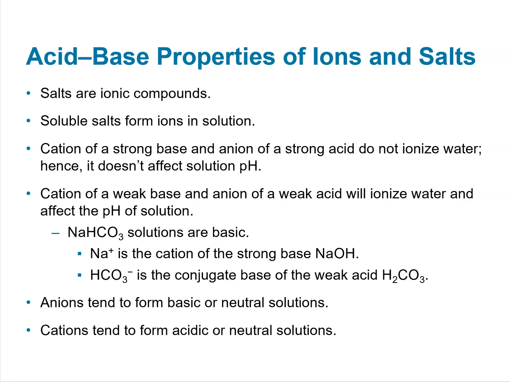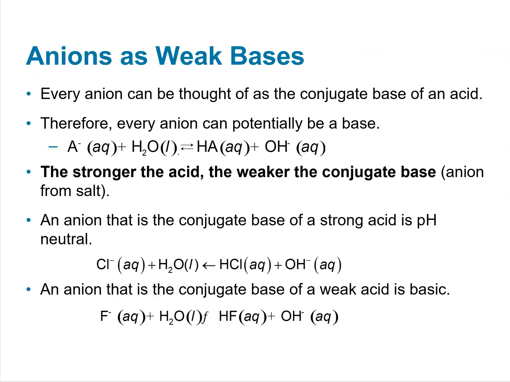It's important to just recognize the generalities that anions tend to form basic or neutral solutions because they have extra electrons that can act generally as bases, and cations tend to form acidic or neutral solutions because they're typically doing the opposite of that. So let's look at the anions as weak bases first.